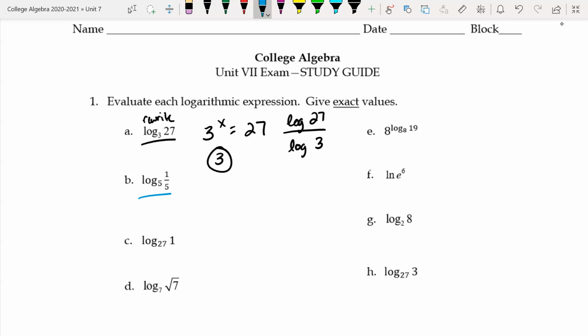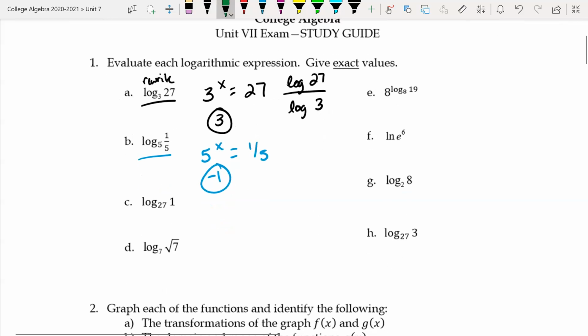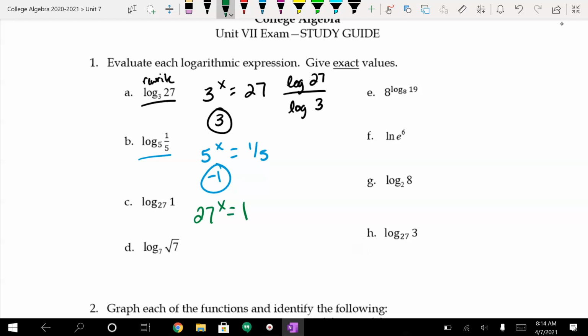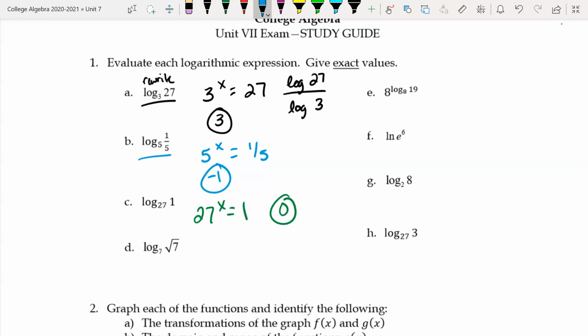Next one, same thing, we're going to rewrite. 5 to the what power equals 1/5? Well, we know 5 to the first gives me 5. But if I want to make it 1/5, it's going to be a -1. Next one, 27 to the what power gives me 1? Well, hopefully you know if the exponent is 0, it's always going to be 1 as your answer. And lastly, 7 to the what power gives me the square root of 7? Well, hopefully you know, again, the square root of 7, the exponent is 1/2.